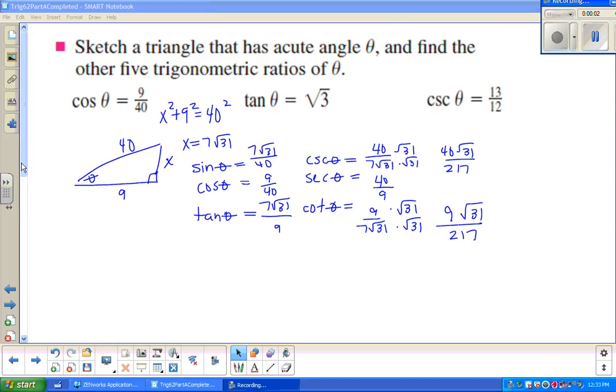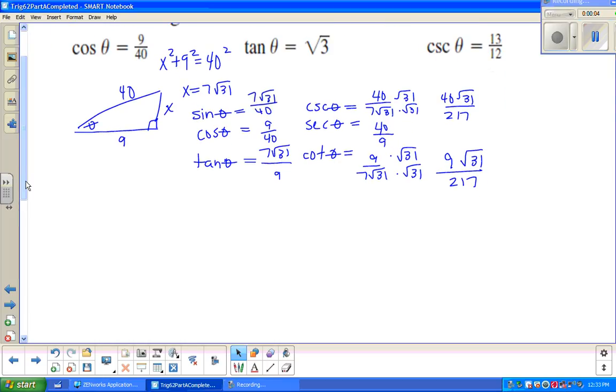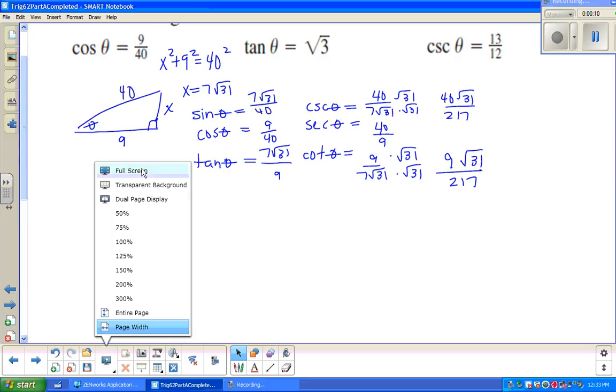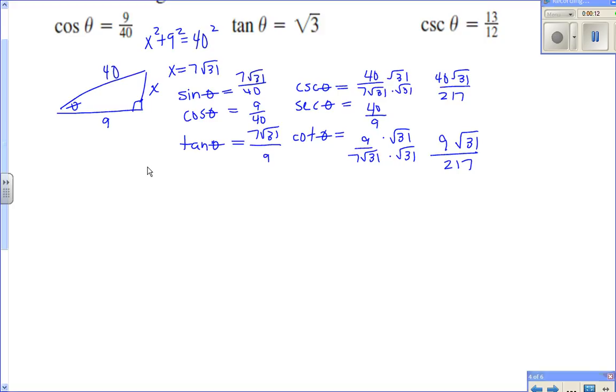Okay, so this is just a continuation of 6.2. So now we're going to do tangent of theta. If I can do full screen and then get my pen. We're going to do tangent of theta is the square root of 3.